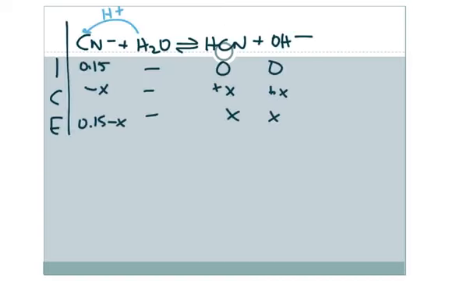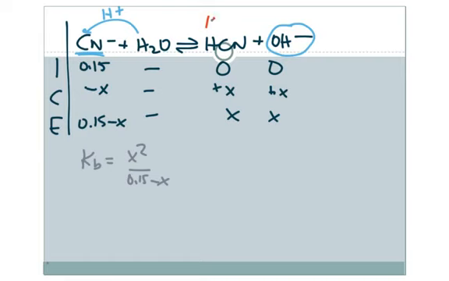Here's our setup. We've got all of our bits and pieces here, and we're going to set up our Kb next. Why Kb? Because we are making OH- ions. So here's our equation. We need the Kb of CN-. Oh, hey, wait a minute. Let's go to that useless Kb table. Not there. Oh no, no problem.